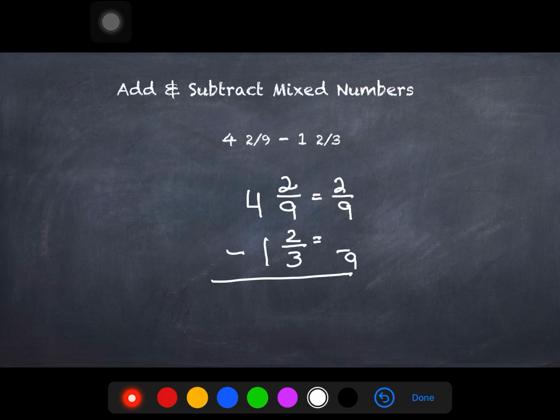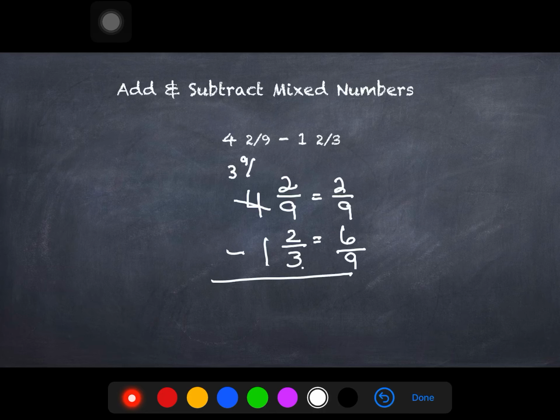I'm going to stick with 9s. So 2 thirds, 3 times 3 is 9, 2 times 3 is 6. This is my problem. 2 minus 6. I cannot do that, but I know that I have 4 whole numbers here.